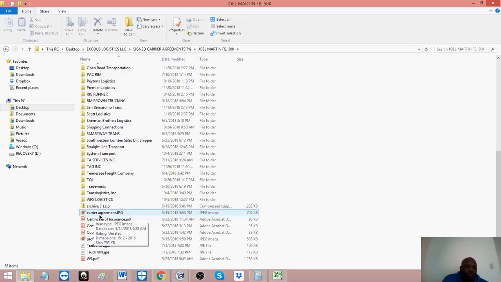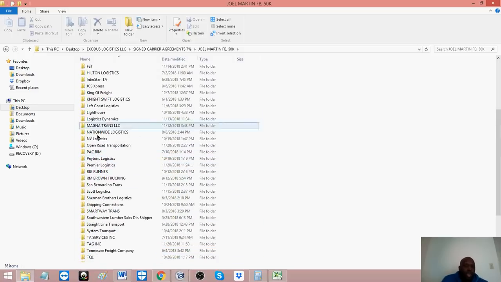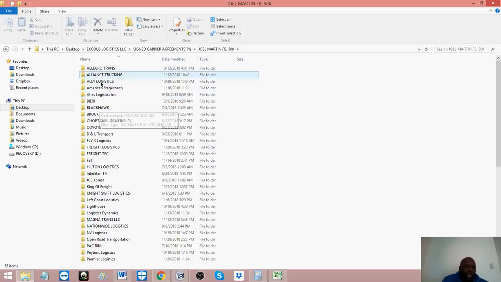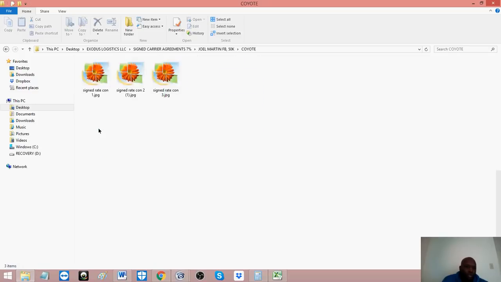So again, here's the carrier agreement, the certificate of insurance. He has two of them. The MC authority, the profile, and then his trailer and truck VIN numbers, his W-9. And then again, he had a ton of brokerages that he ran loads for me. Here's Coyote again. And then rate confirmations.